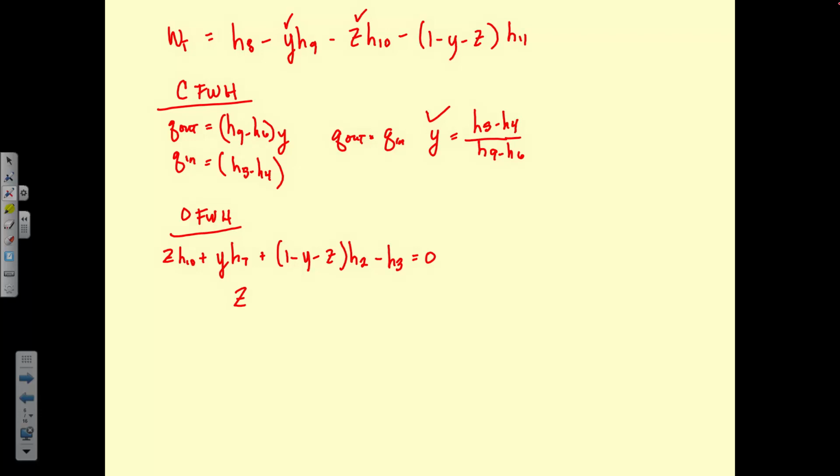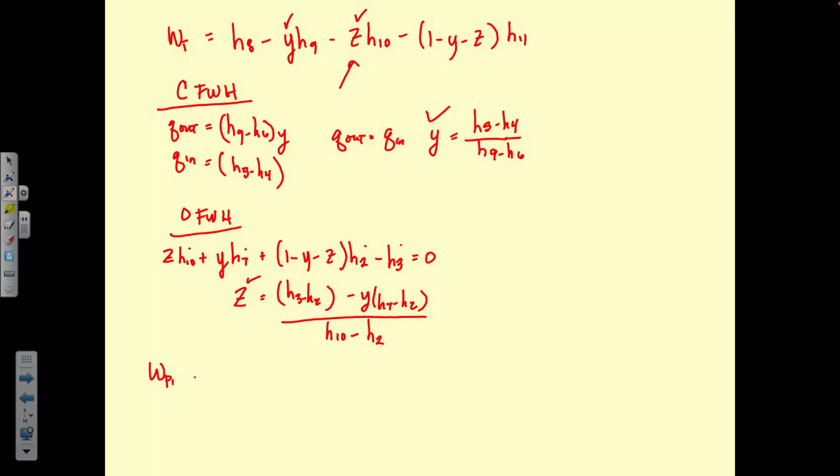So if you look at the open feed water heater, you look at all those energy terms coming in. It's coming in at 10, 7, and 2. And it's leaving at 3. So in minus out is equal to 0 because it's a steady flow system. We solve for Z is equal to H3 minus H2 minus Y times H7 minus H2 divided by H10 minus H2. So now we know Z. So we can plug that back into there to find the work of the turbine.